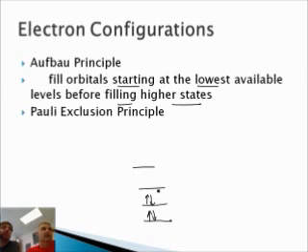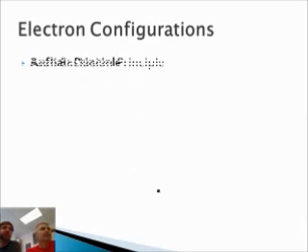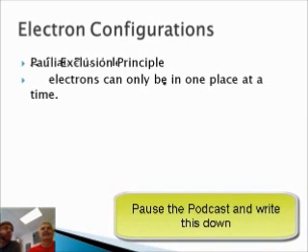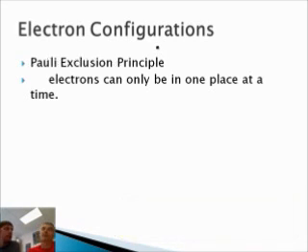Okay, the second thing is called the Pauli exclusion principle. And the last one is Hund's rule, and I'll have slides for each of those. So in the Pauli exclusion principle, the electrons can only be in one place at a time. So they can't be in two places. Only one. They can have one spot. Now they can move to a different spot, but they can only be in one place at a time. And we'll illustrate that.